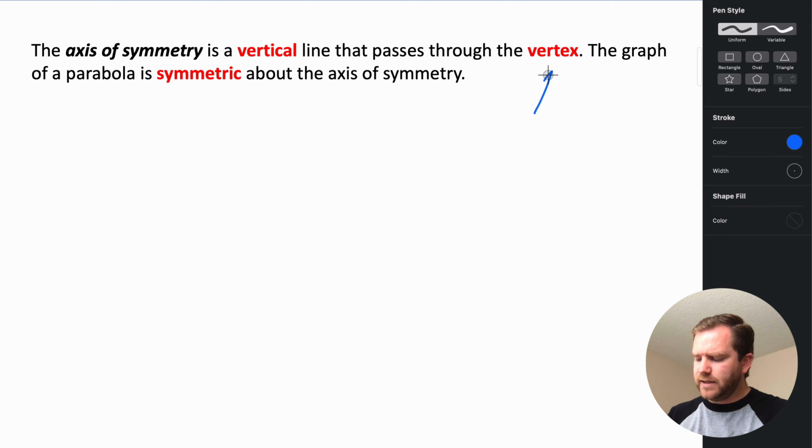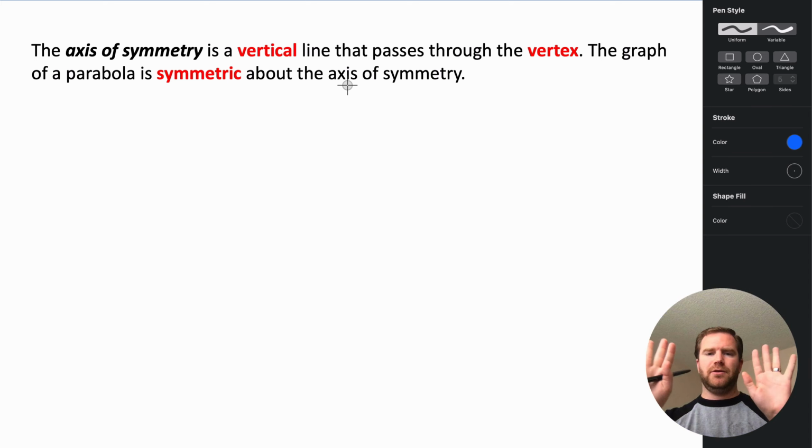If you recall, the vertex was either the minimum or maximum value for your function, so it was like the highest or lowest point on your graph. And we call the graph of a quadratic function a parabola, and a parabola is symmetric about the axis of symmetry. So that's why it's called the axis of symmetry. If you were to fold your parabola along the axis of symmetry, the right side should land exactly on top of the left side.